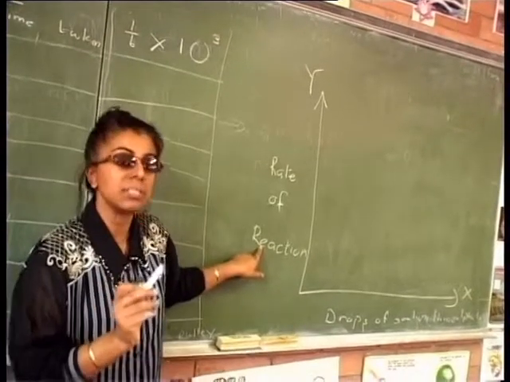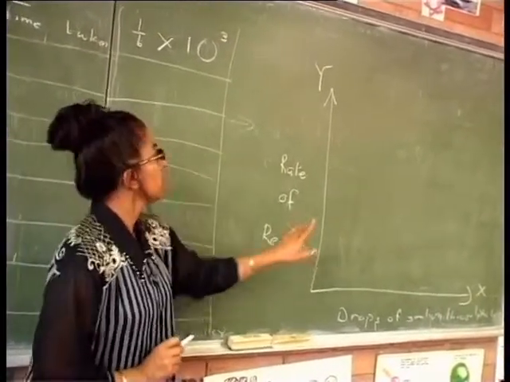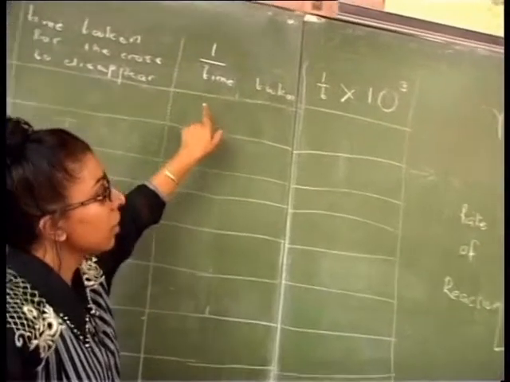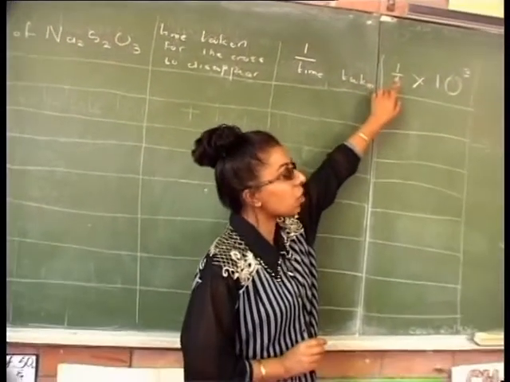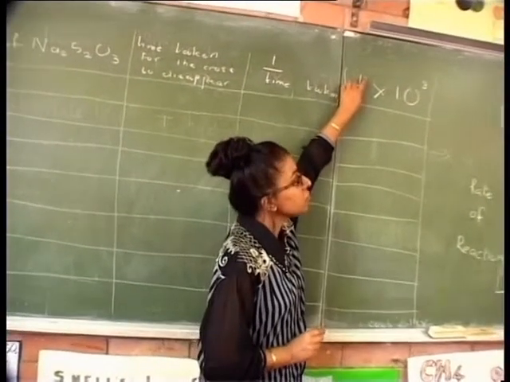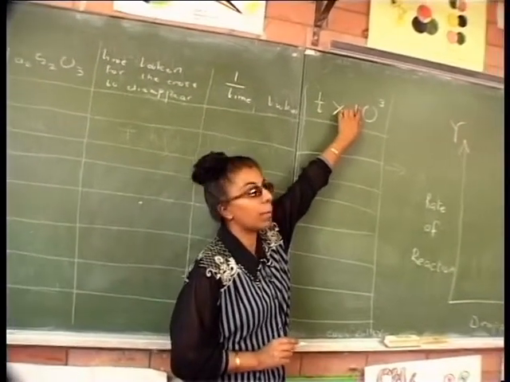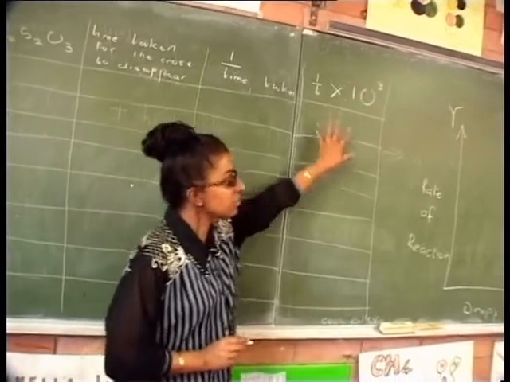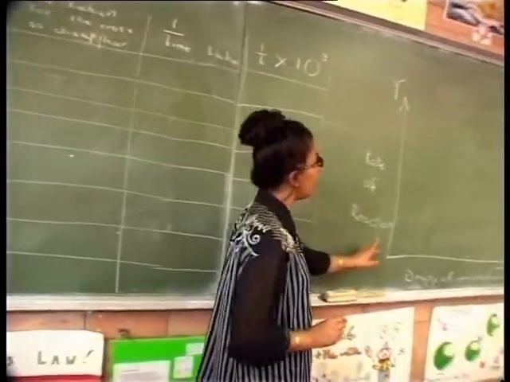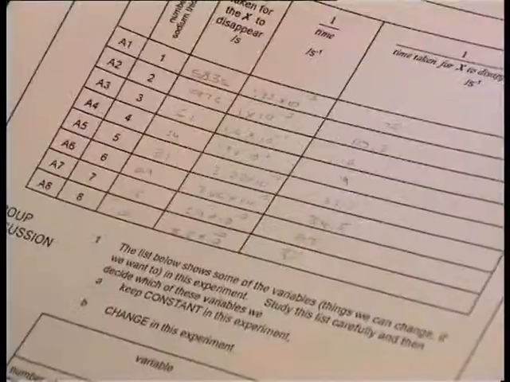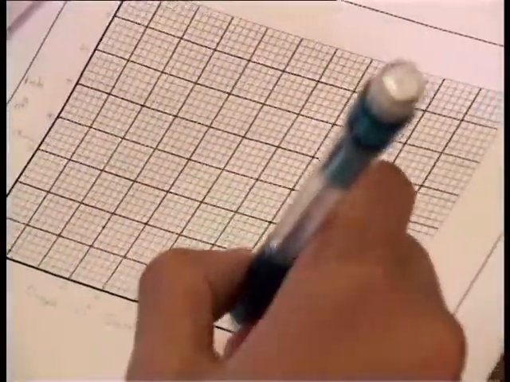The values are very small. So if you go to the table, you will notice your last column has rate, which is 1 over time taken, times 10 to the power 3. Those values will appear on your y-axis. After substituting the values, the learners plot the graph.